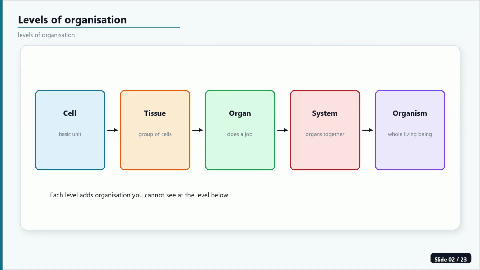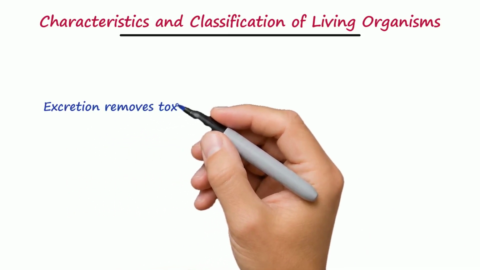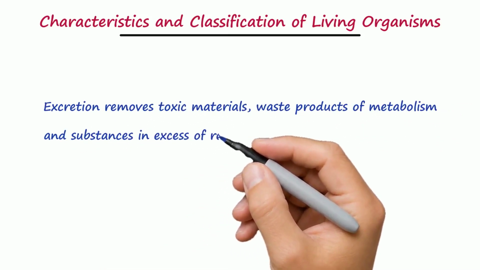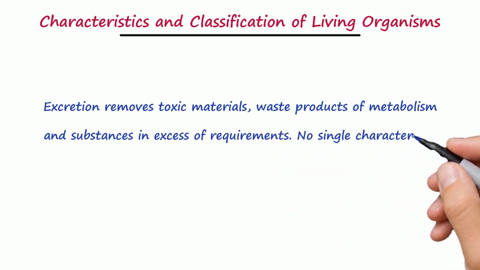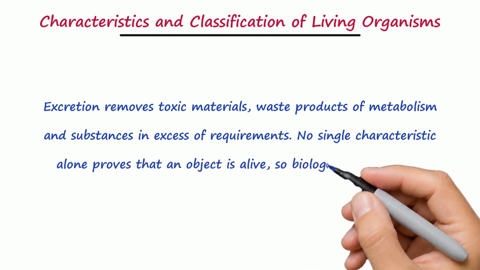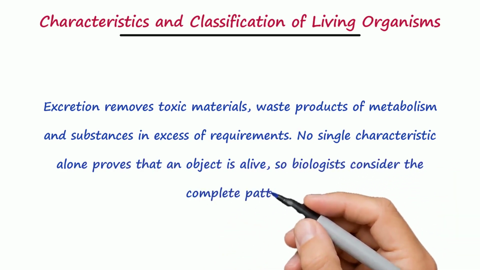Climb the arrows. Cells build tissues, tissues build organs, organs cooperate in systems, and systems make the organism. Each level adds organization you cannot see at the level below. Excretion removes toxic materials, waste products of metabolism, and substances in excess of requirements. No single characteristic alone proves that an object is alive, so biologists consider the complete pattern.